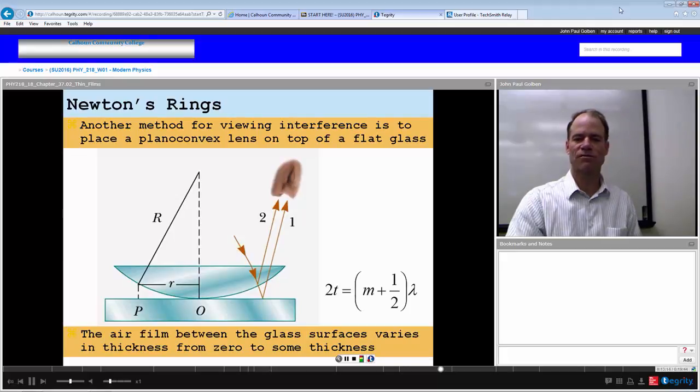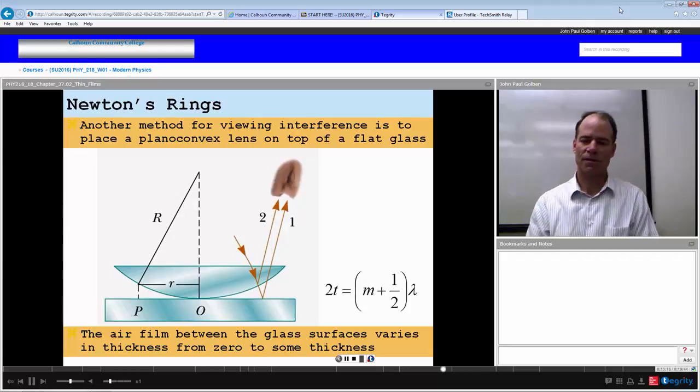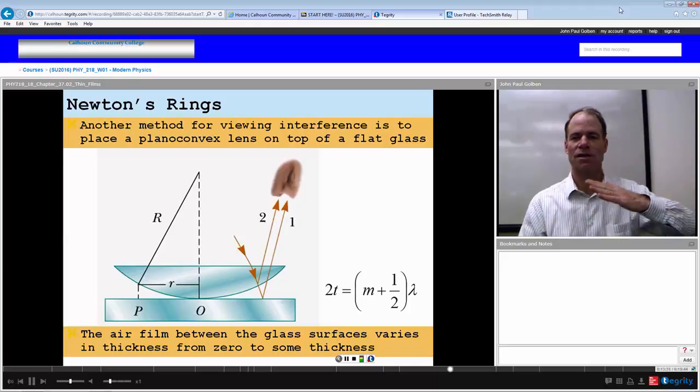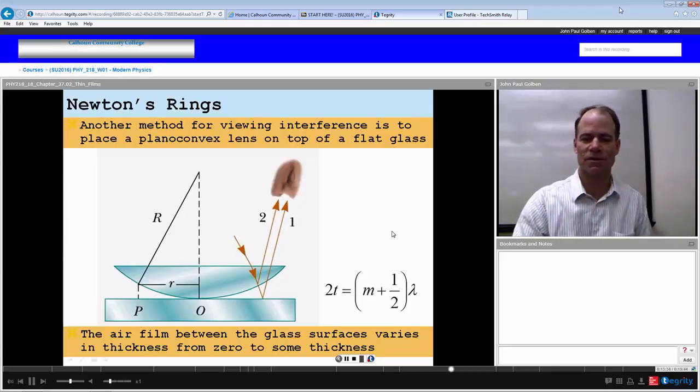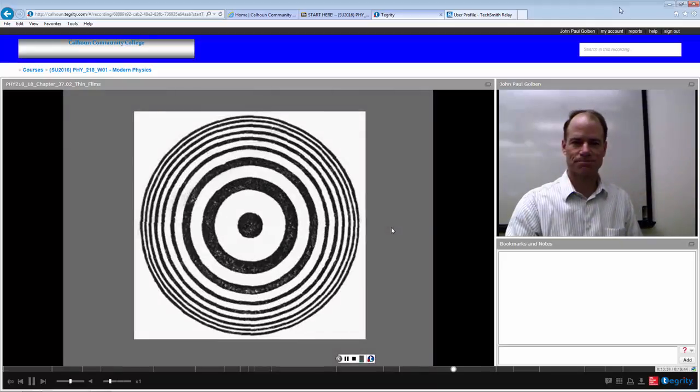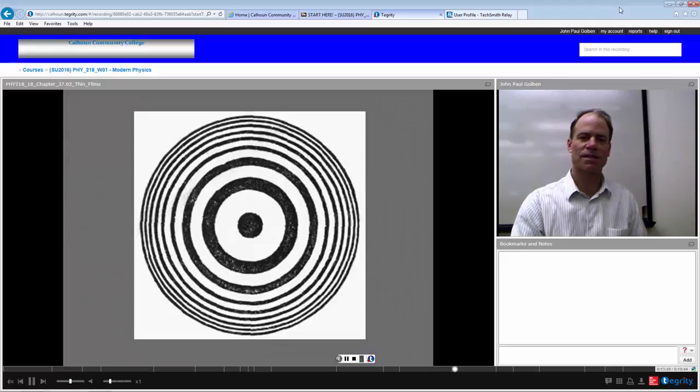So constructive interference would correspond to 2t = (m + 1/2)λ. Note that there's no index of refraction in this equation because the film, if you will, is air, and the index of refraction of air is 1. So we have a thin film of air. It might look something like this.